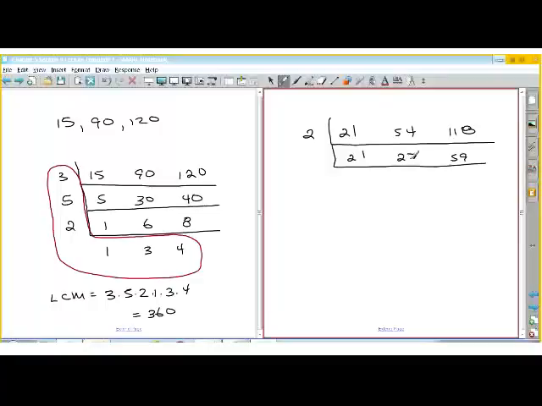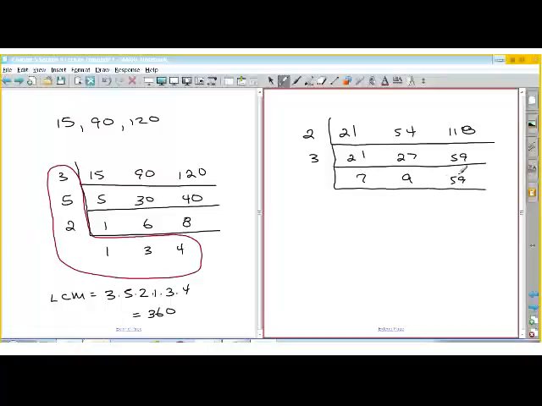So then I'll try 3. Can I divide any 2 by 3? This I can divide by 3, and this I can divide by 3, but this one I can't. So what I do is I divide the ones I can divide and bring the one down that I can't divide. So 21 divided by 3 is 7, 27 divided by 3 is 9, and 59, I just bring it down because I can't divide that by 3.